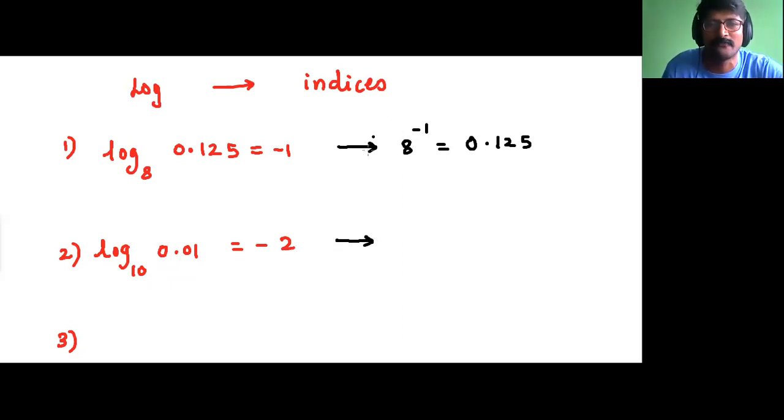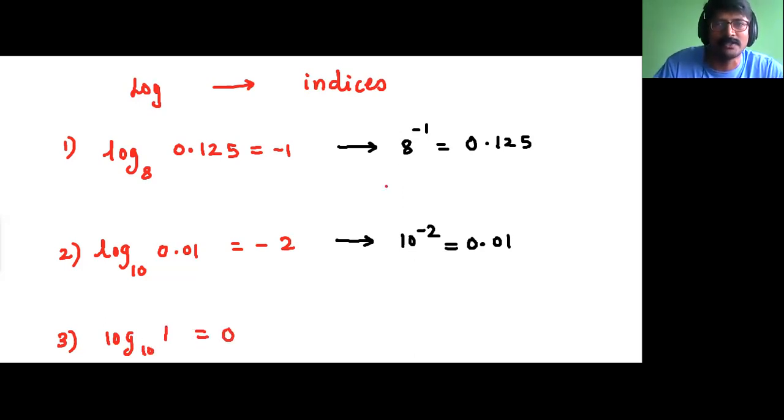Come on, you can pause the video and finish it off. It will become 10 power minus 2 is equal to 0.01. Hopefully you got that right. Isn't it nice? Okay, let's try one more sum. Look at this: log 1 to the base 10 is always equal to 0. Now how do we convert this into the indices form? Do you want to read it once again?